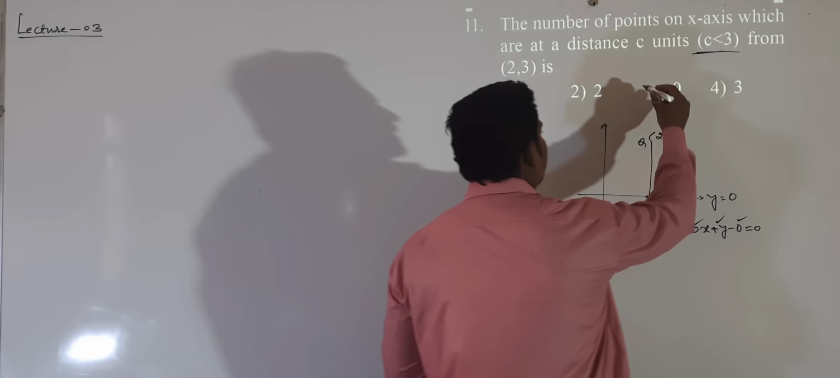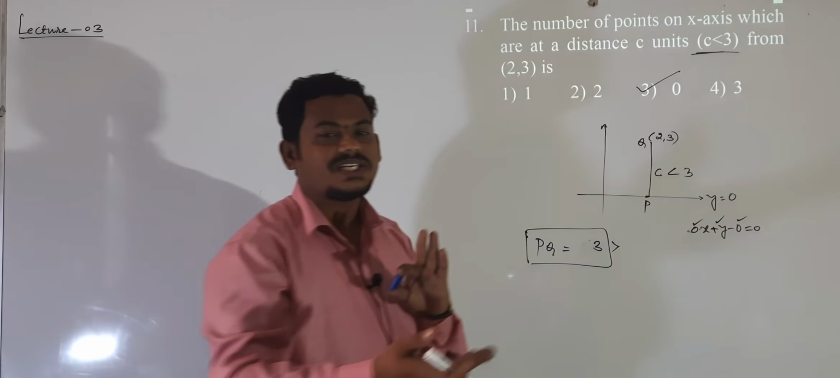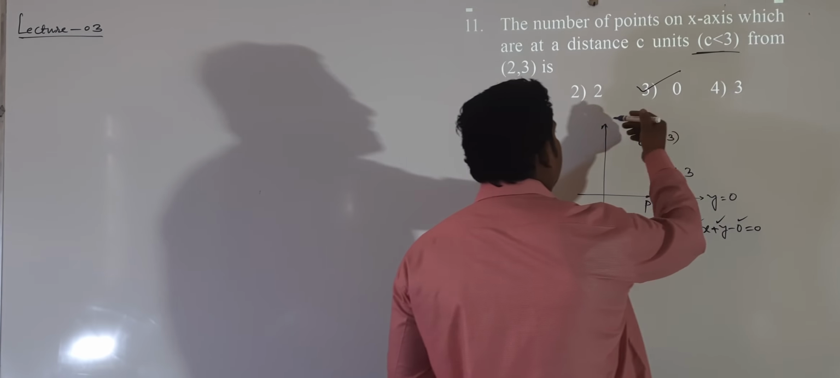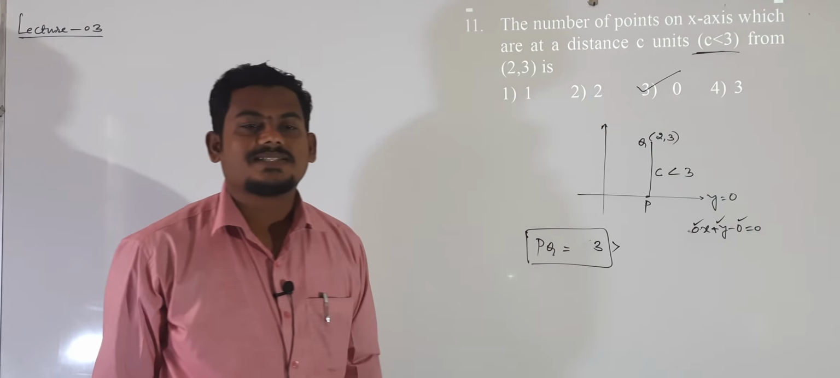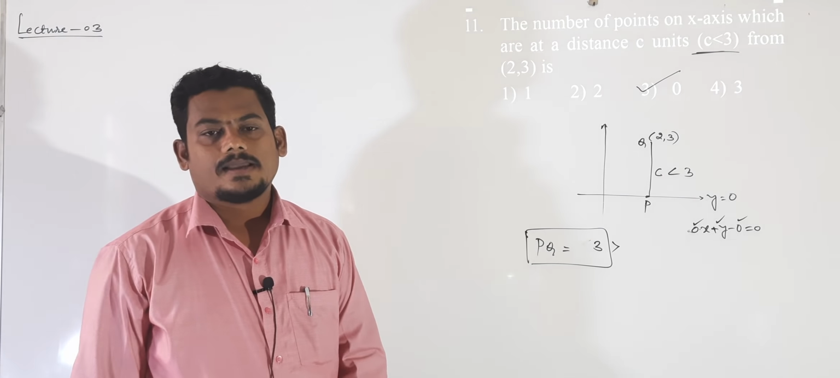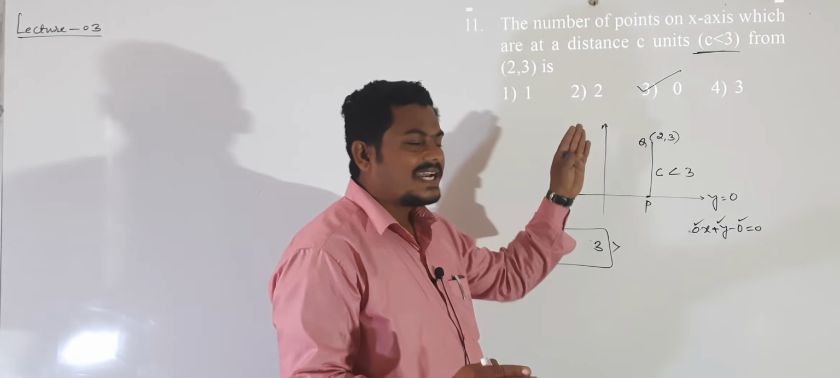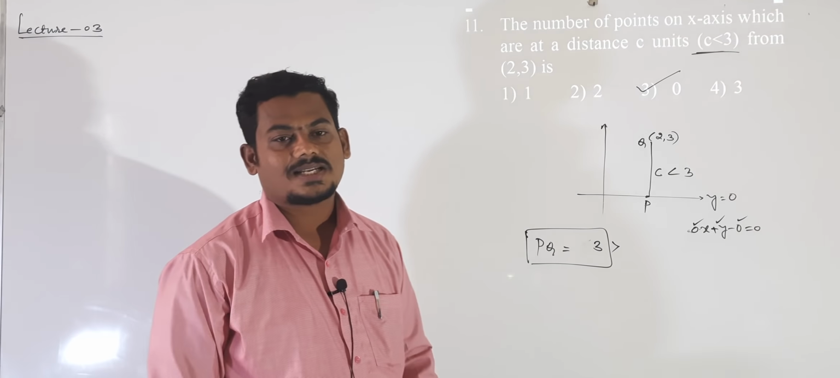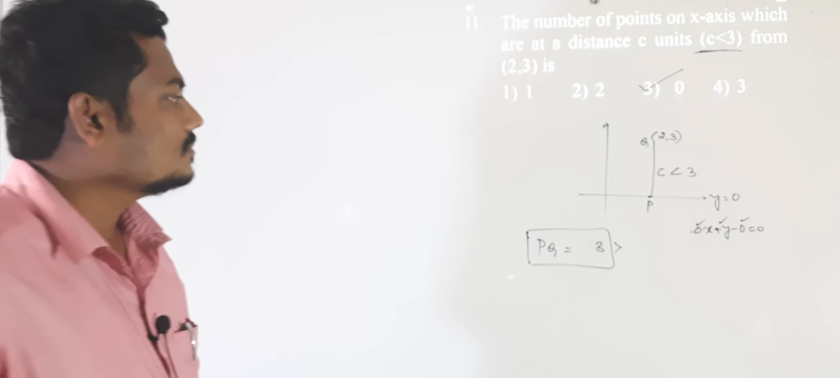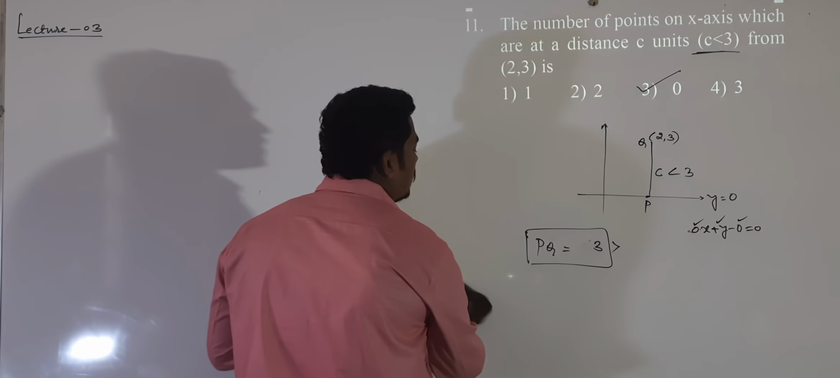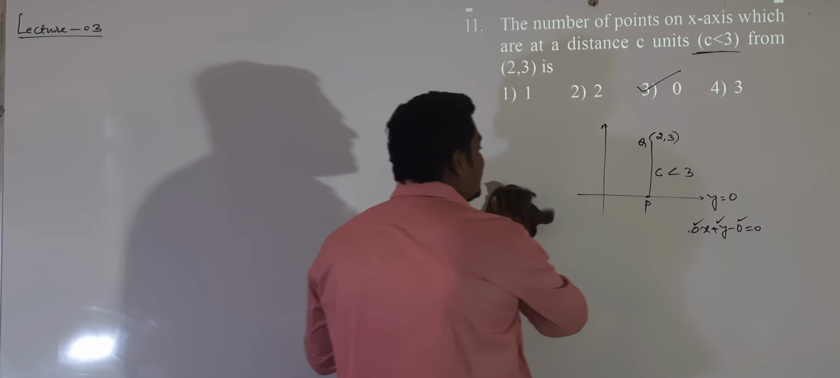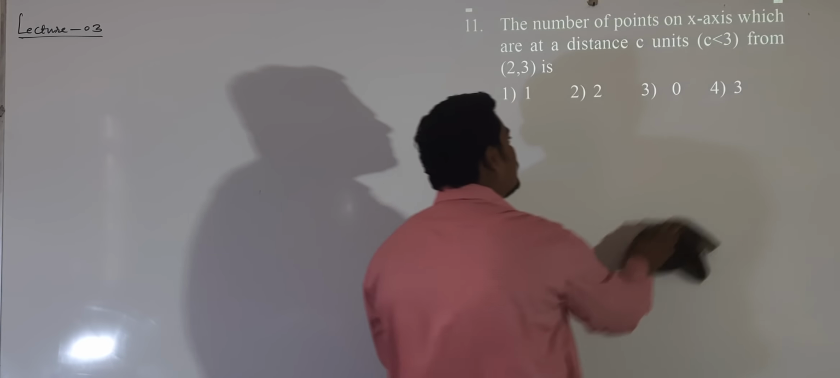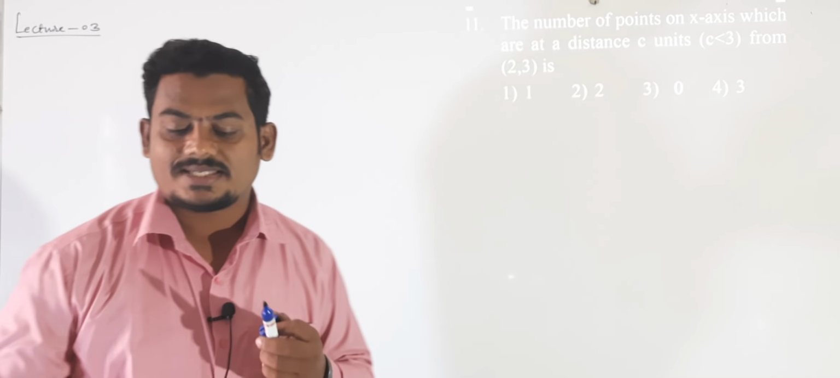It is impossible. No point means absence. Absence means 0. Number of points is 0, because the minimum distance between the x-axis and the point is 3. But what they have given, c should be less than 3. Such a point does not exist, right? If you simplify, you get c equal to 3. c is the distance between the x-axis and the point. From the given data, there is no point that exists.